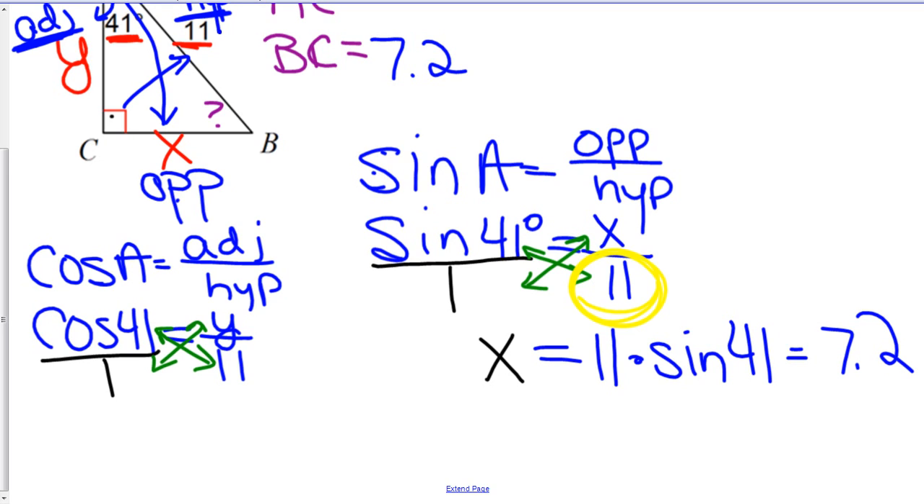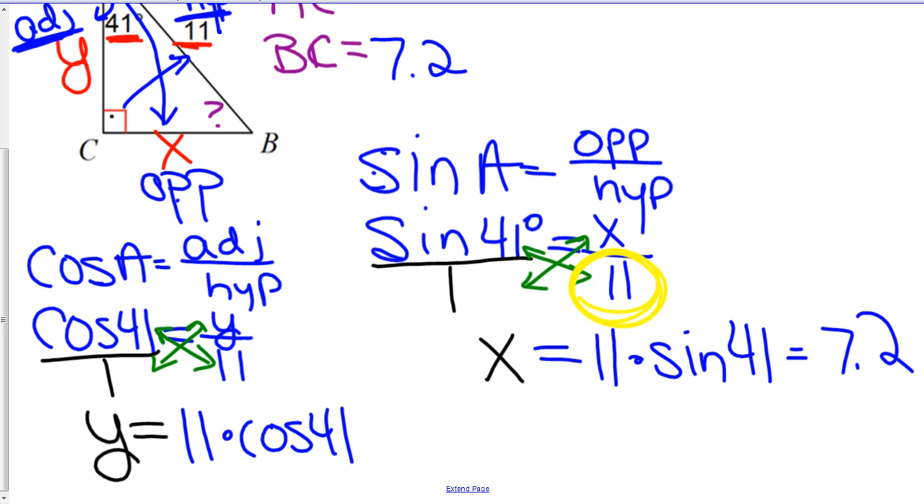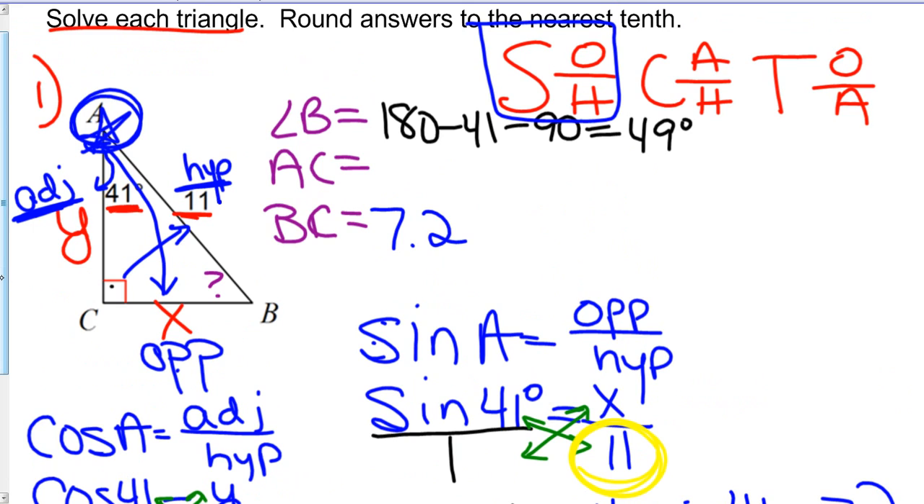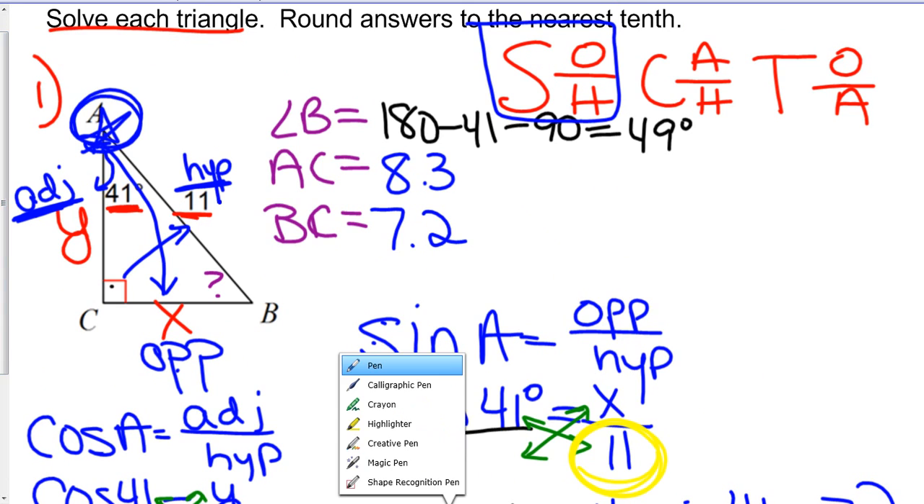No problems. So when we do this, we'll get y times 1, which is y. That equals, of course, just 11 times the cosine of 41. And when we do that, 11 times the cosine of 41 is 8.3. We're rounding to the nearest tenth. So BC is 8.3.